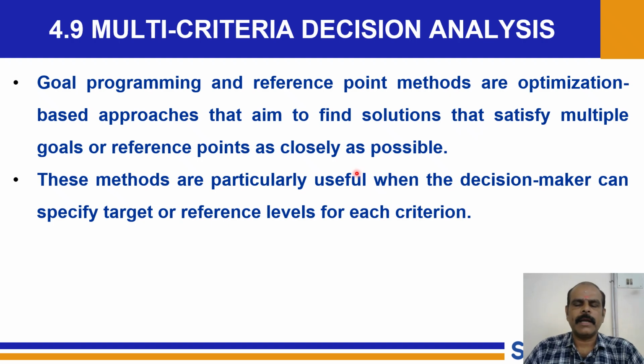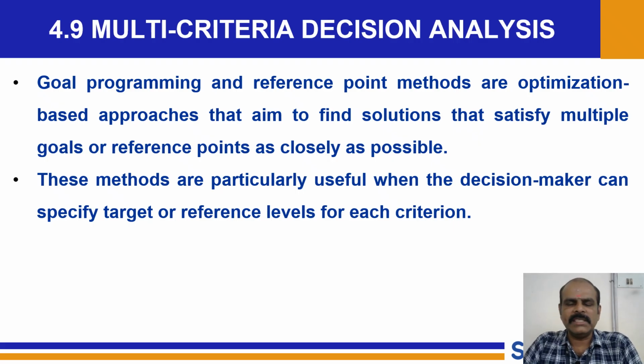Then the third category, goal programming and RPM, reference point methods, or optimization based approaches that aim to find solutions that satisfy multiple goals and reference points as closely as possible. These methods are particularly useful when the decision maker can specify target or reference levels for each criterion. So now the problem is treated as an optimization case. Now there might be one question, why should we consider optimization to be in this particular picture?